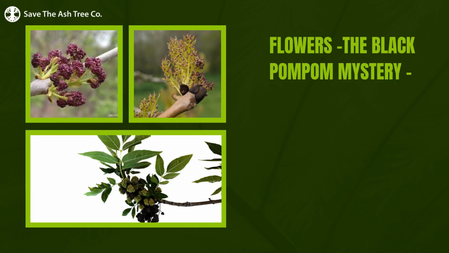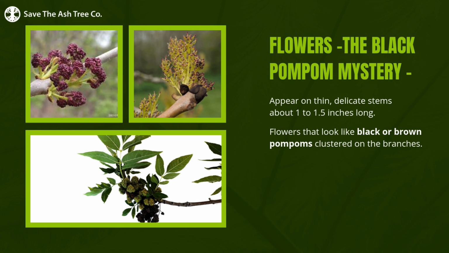Flowers. Now, let's talk about ash flowers because this is where things get interesting and a little weird. Normal ash flowers appear on thin, delicate stems about 1 to 1.5 inches long. They might have green anthers during flowering season. But here's what you'll often see in the field. Flowers that look like black or brown pom-poms clustered on the branches. Plot twist.